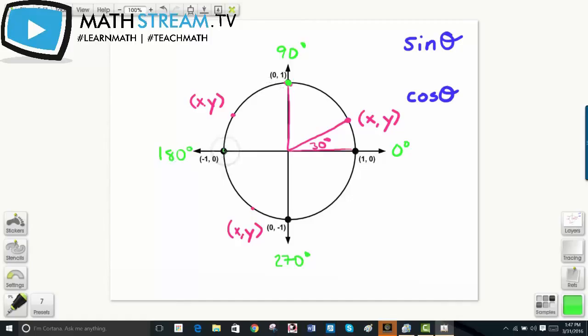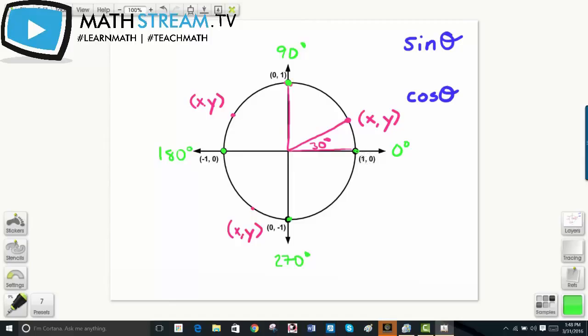180 degrees, very similar, except I'm -1 in the x direction and 0 in the y direction. And for 270 degrees, I could say it is 0 units in the x direction and -1 in the y, and then back to 0, or we could call it 360. This is 1 unit in the x direction and 0 in the y.